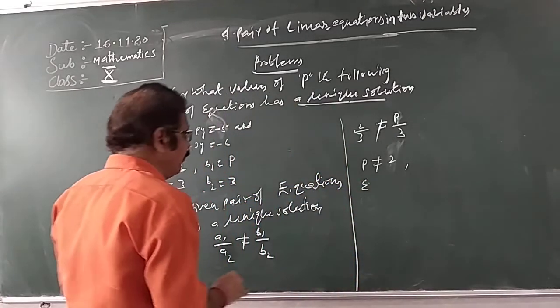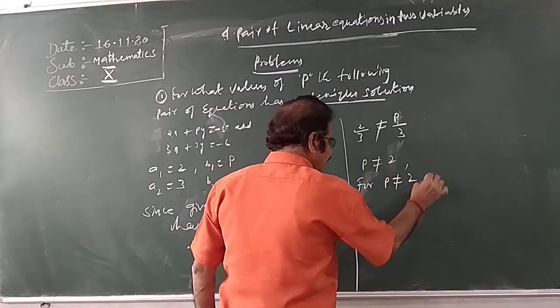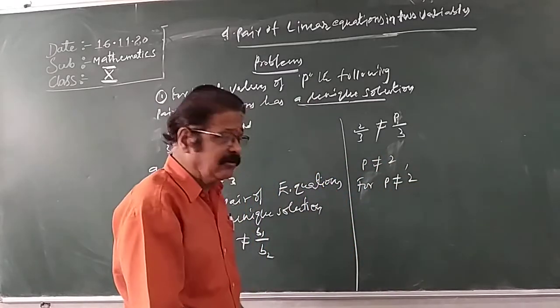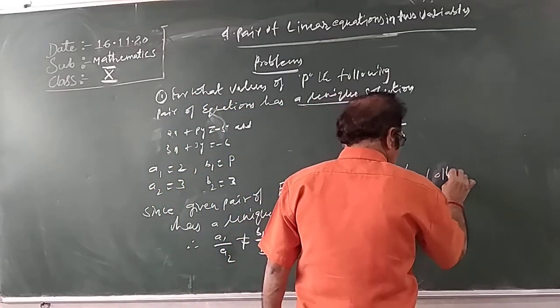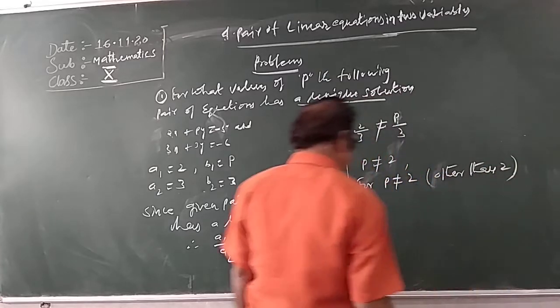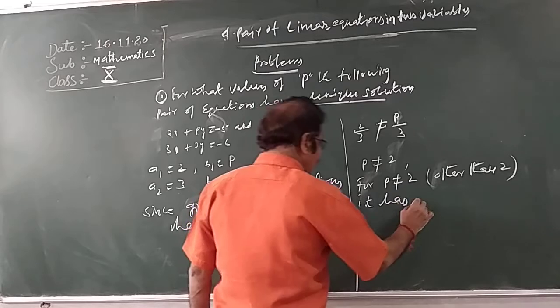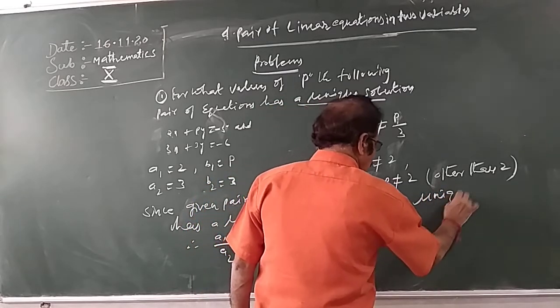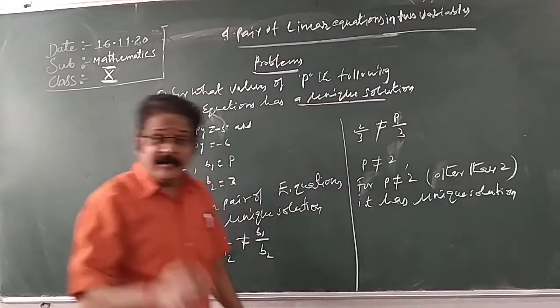For p not equal to 2, that is, other than 2, the pair has a unique solution. I hope you understand, children.